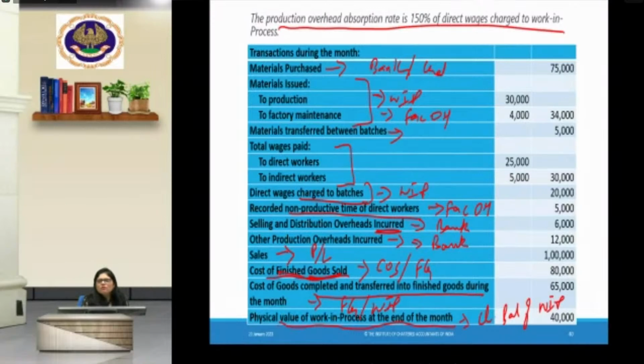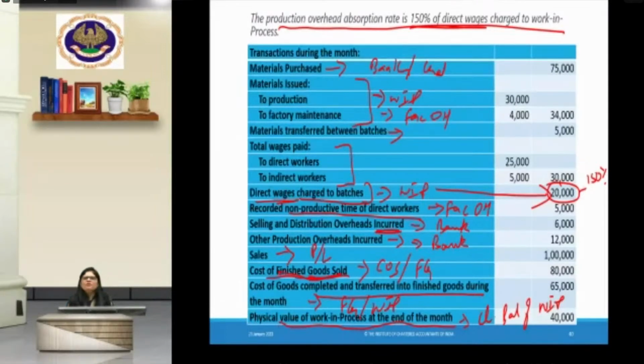Absorption rate of overheads is given. So production overhead absorption rate is 150% of direct wages. See, direct wages: 20,000 direct wages, and 150% will be production overhead that will be absorbed. That means 30,000. So production overheads which have to be absorbed to WIP, the amount will be 30,000. It's 150% of direct wages. Clear? And selling and distribution, you should transfer the full selling and distribution to cost of sales. Clear? So this is how it is done.